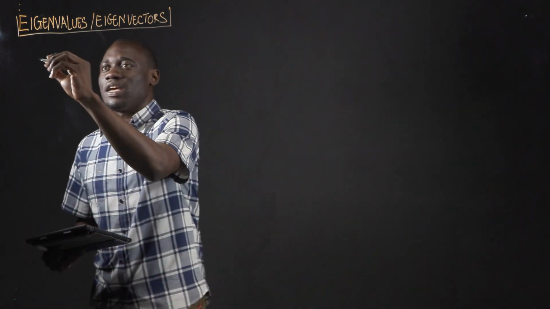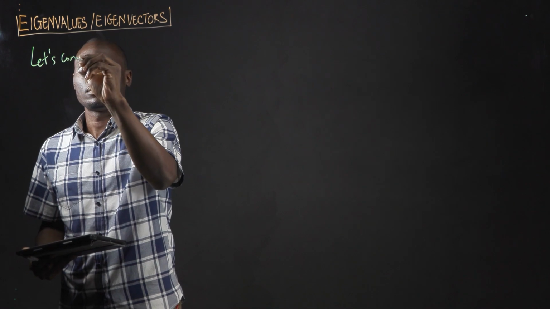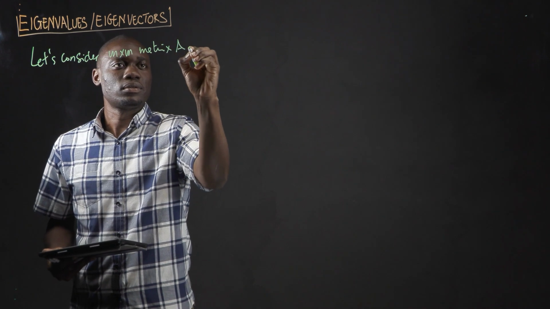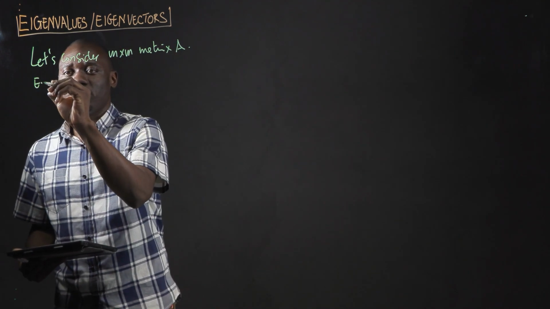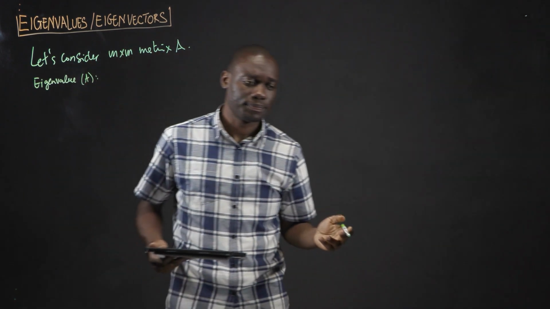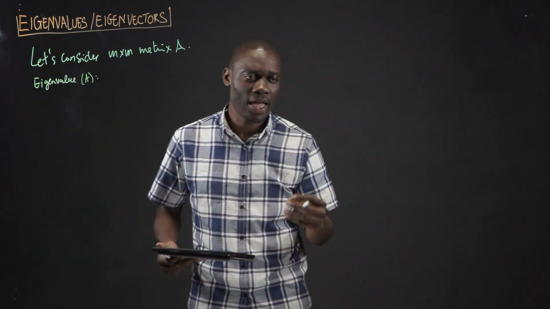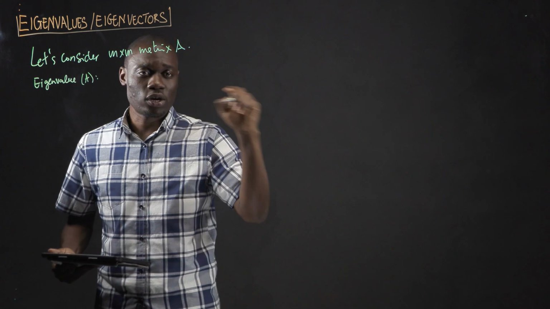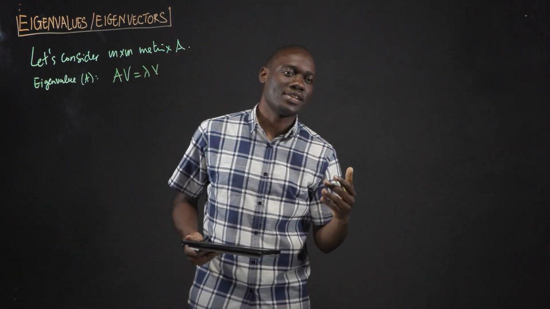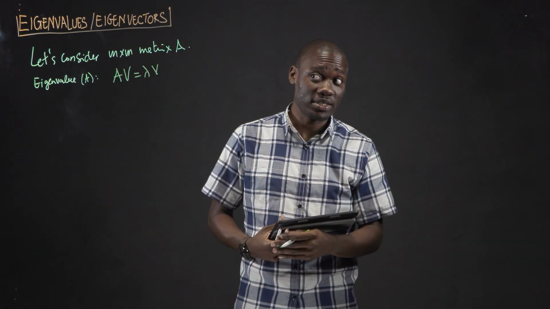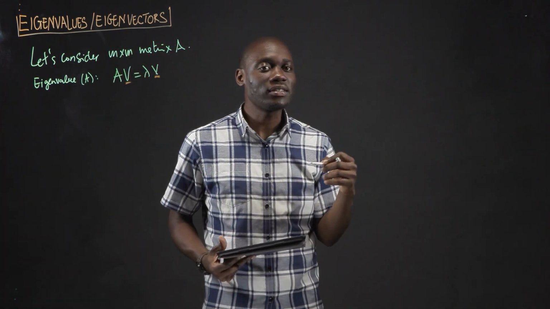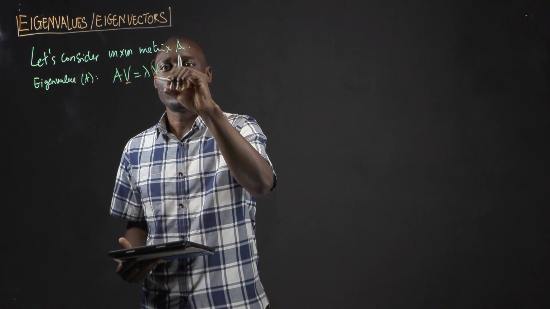Now, let's consider an n by n matrix A. What is the eigenvalue of A? An eigenvalue of matrix A is a scalar lambda such that the equation AV equals lambda V has a non-trivial solution. That means that the vector V should be a non-zero vector. And this vector is called the eigenvector.